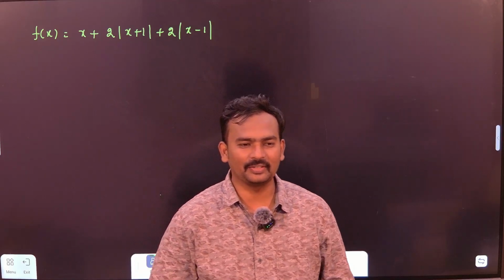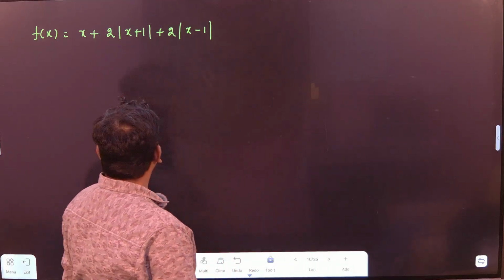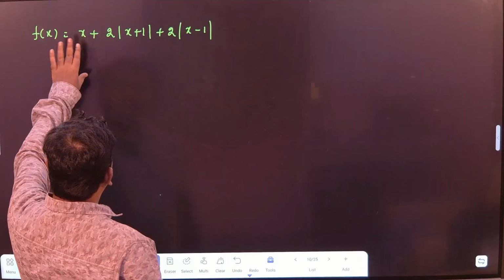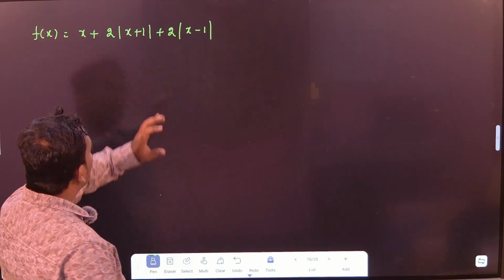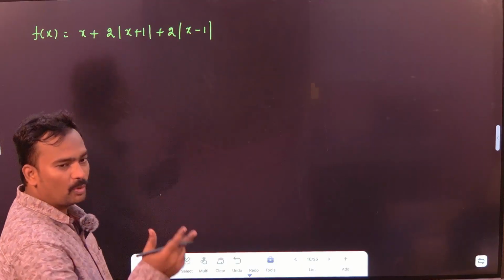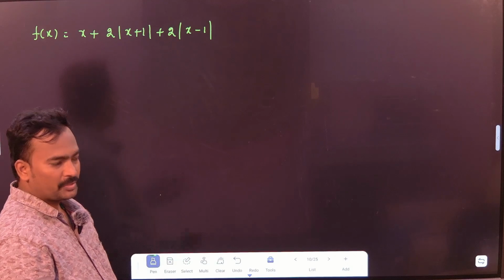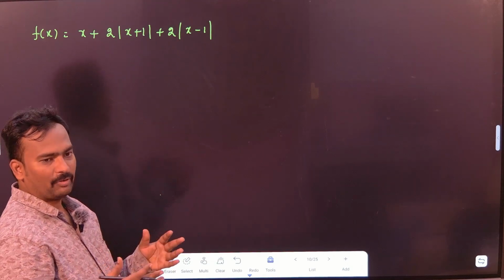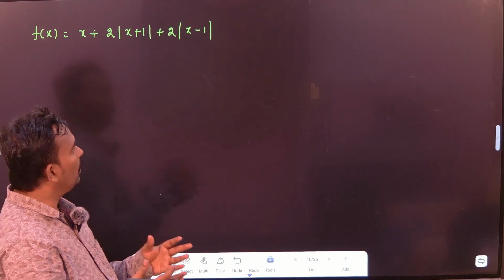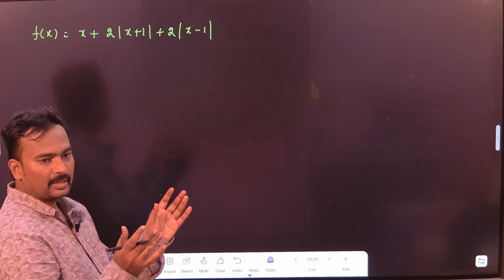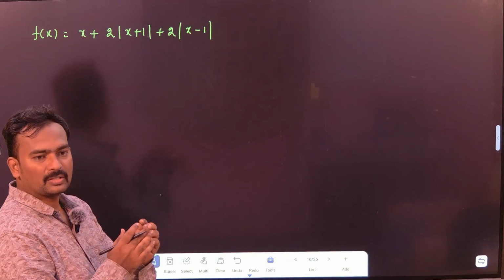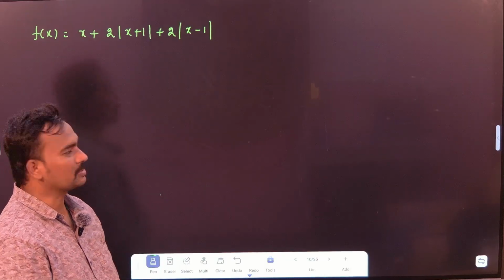Hello student, we'll continue with the next question. You can see f of x is given to you, x plus 2 times mod x plus 1 plus 2 times mod x minus 1. So f of x equal to some k. For what values of k is a unique solution and two solutions possible, they are asking, right?